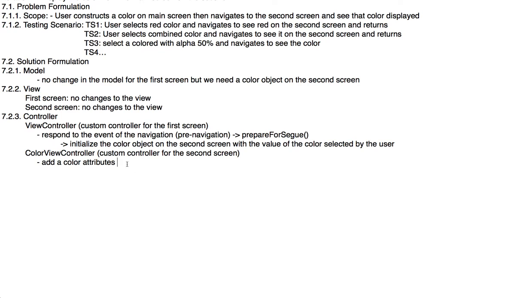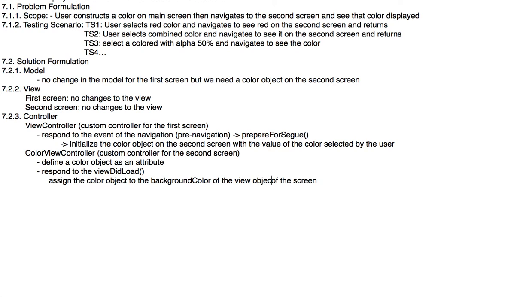And then in the second controller, I need to define a color object as an attribute. Then I need to color the background. So when do I do that? I respond to the view.did_load function on the second screen. Whenever the second screen is loaded, that view.did_load function will be called. So that's the event, that's the notification. So in that function, I need to assign the color object to the background color of the view object of the screen. All right. You'll see that when we get to work on it.